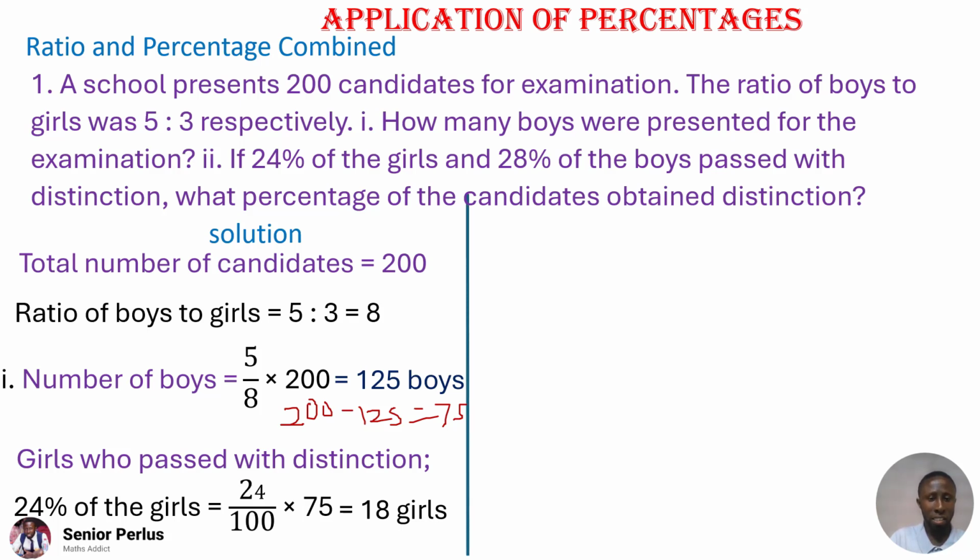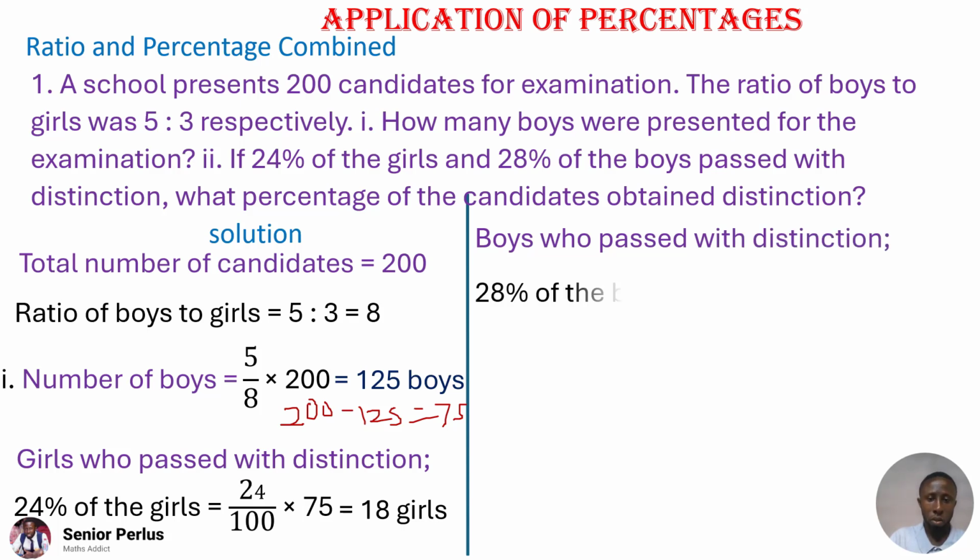So 18 girls have distinction. Then the boys, 28% of the boys who passed. So 28% of what? The boys, and the boys is 125. Then that means 35 boys have distinction. The question is, what percentage of candidates obtained distinction?